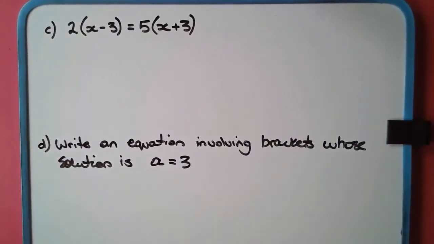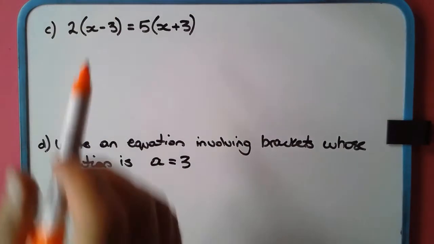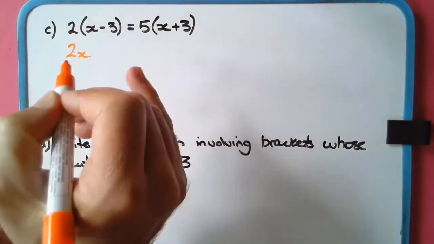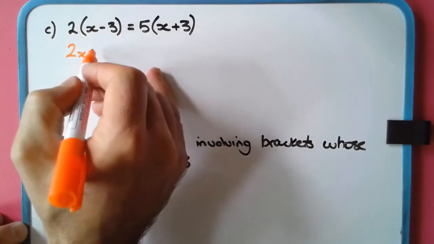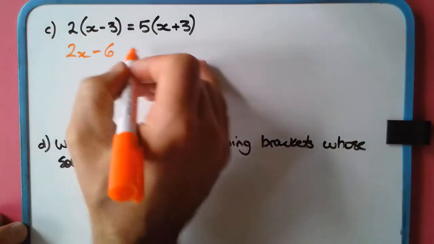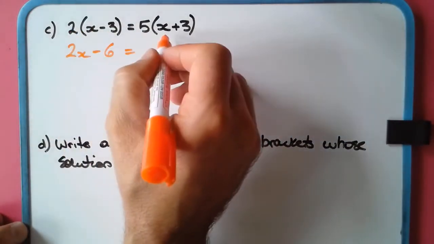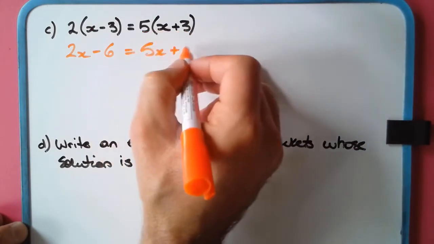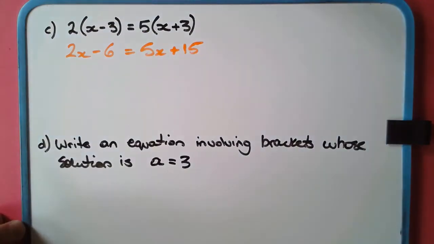All right, so part C, this time we have brackets on both sides. Again, we do the same thing like what we've done before. Expand both of the brackets first. So 2 times x is 2x. 2 times negative 3 is negative 6, is equal to 5 times x is 5x. 5 times positive 3 is positive 15.